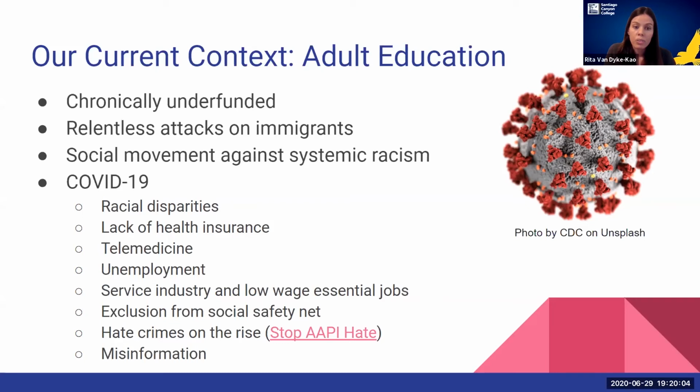Also, the exclusion from the social safety net. Undocumented immigrants are deliberately not getting federal aid. We've seen that in a couple of cases. The CARES Act was deliberately not supposed to be distributed, the federal money, to DACA recipients. Also, unemployment benefits are not going to the undocumented. So again, really terrible systemic injustices that are going on.